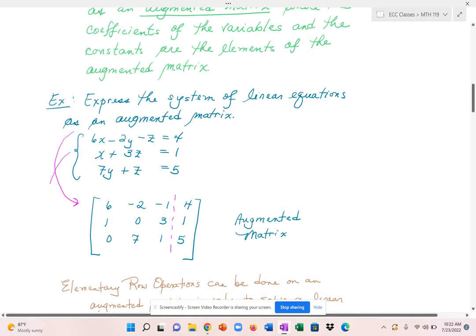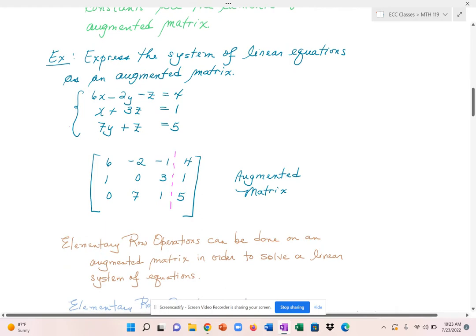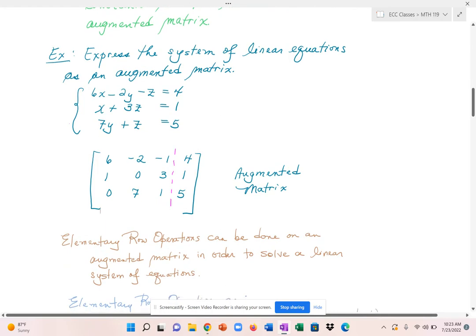And then the second equation is written as 1, 0, 3, 1. The 0 represents the missing y term. And then the third equation doesn't have an x term, so this 0 is holding that place, followed by 7, 1, the coefficients of y and z, and then the constant 5. Okay. So in previous lessons, we learned how to solve a system of linear equations, but now we're going to be solving a system of linear equations when it's in a matrix form.